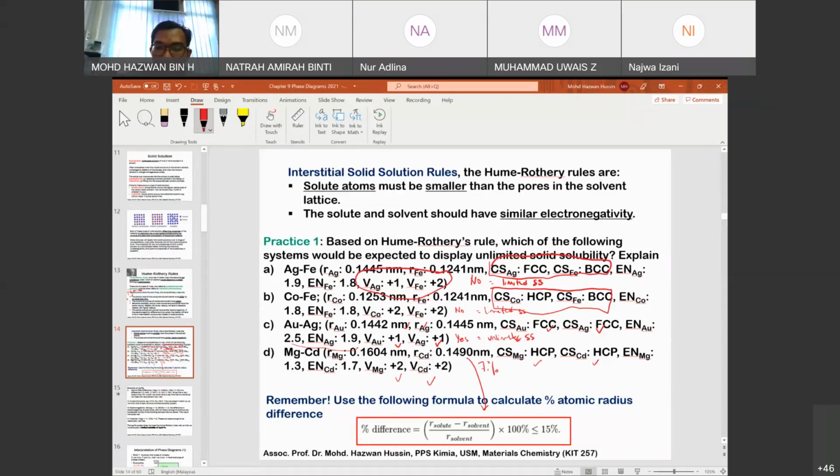So those who need to ask how we calculate the formula for atomic radius, you have solute and also solvent. So which one will be solvent, which one will be solute? The solute will be the one that is bigger in size. Macam yang ni 0.16 ni solute, and the smaller size will be the solvent, 0.149. So you get this difference and you divide with 0.149, then you will get 7%. So for this one, the answer is also yes, can. Unlimited solid solution.